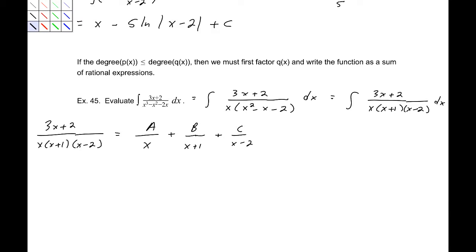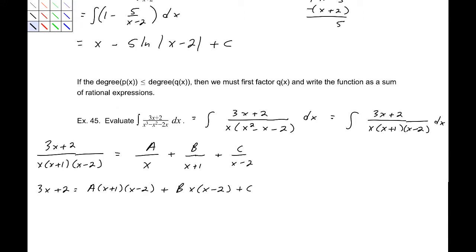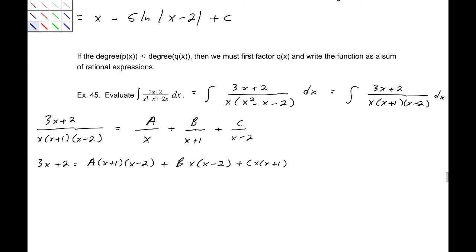Well, if we multiplied by the denominator, x times x plus 1 times x minus 2, this will yield this equation. 3x plus 2 equals a times x plus 1, x minus 2, plus b times x minus 2, plus c times x, x plus 1. Now I need to find the values of a, b, and c. That's what I'm after.